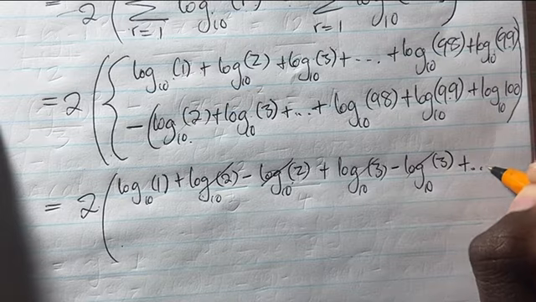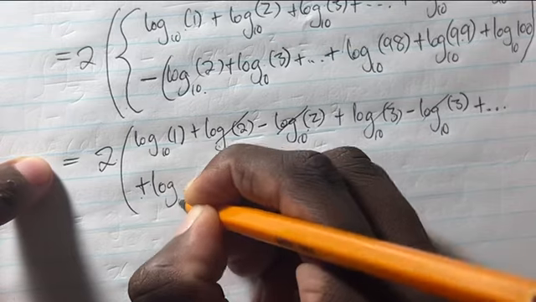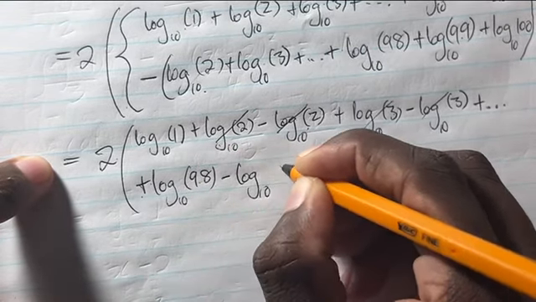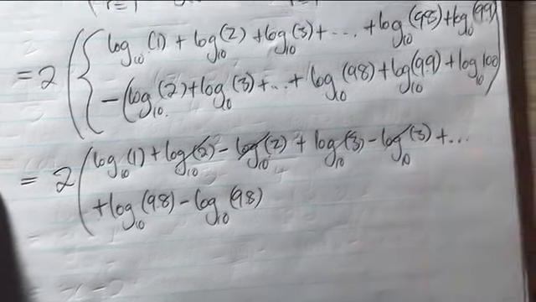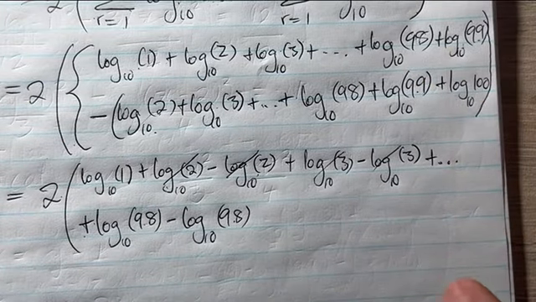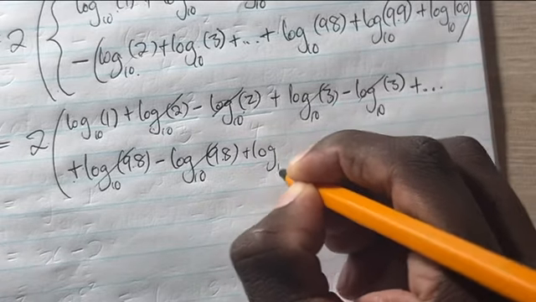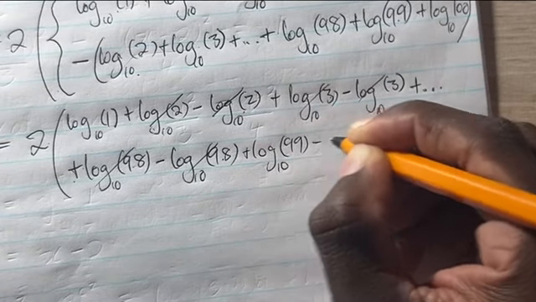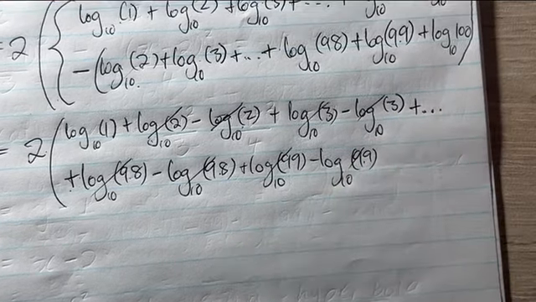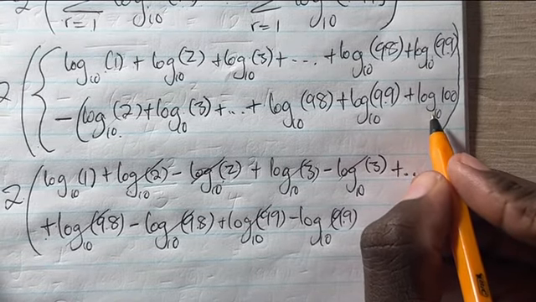Then you're going to have more. Now let's go to the end. By the end, we're going to have a log base 10 of 98 minus a log base 10 of 98. That 98 and the negative 98, 99 also going to cancel. Log base 10 of 99 minus log base 10 of 99. Now, this log base 10 of 100 though, it's not going to cancel with anything. So we keep that.